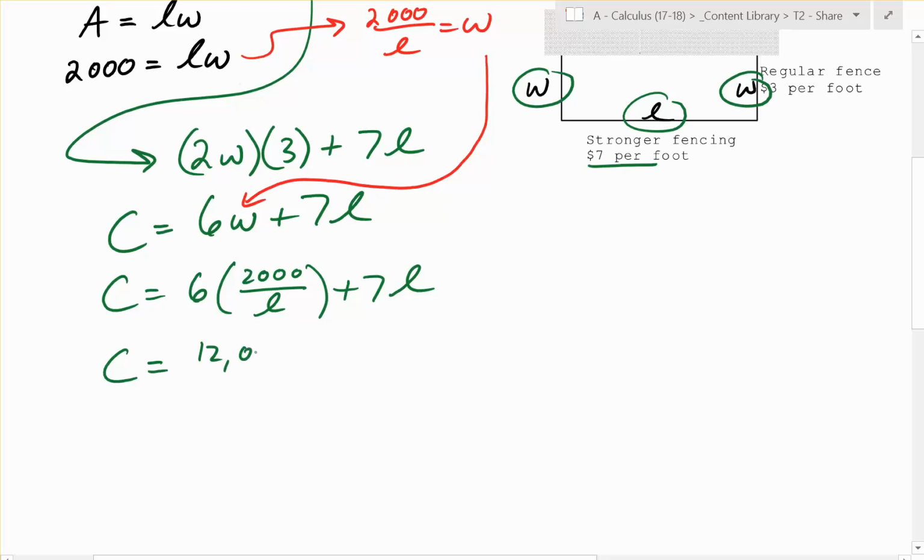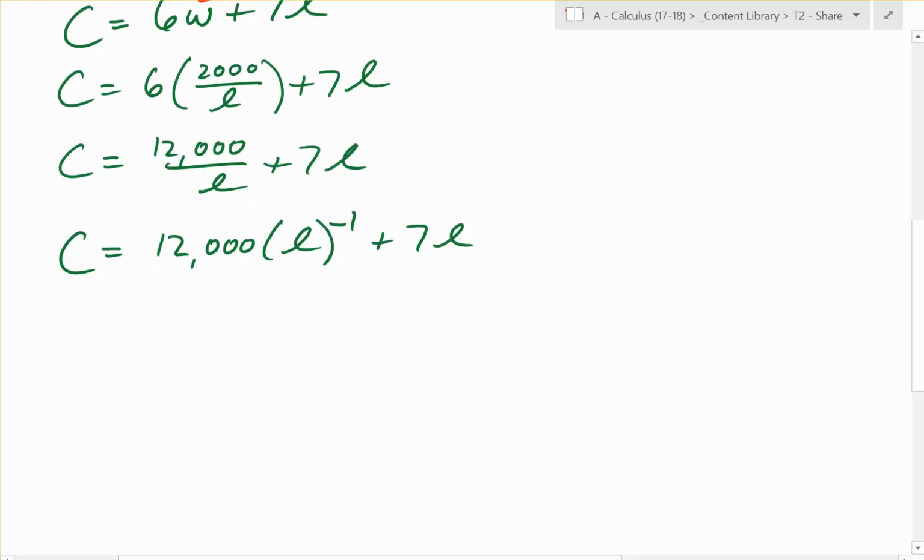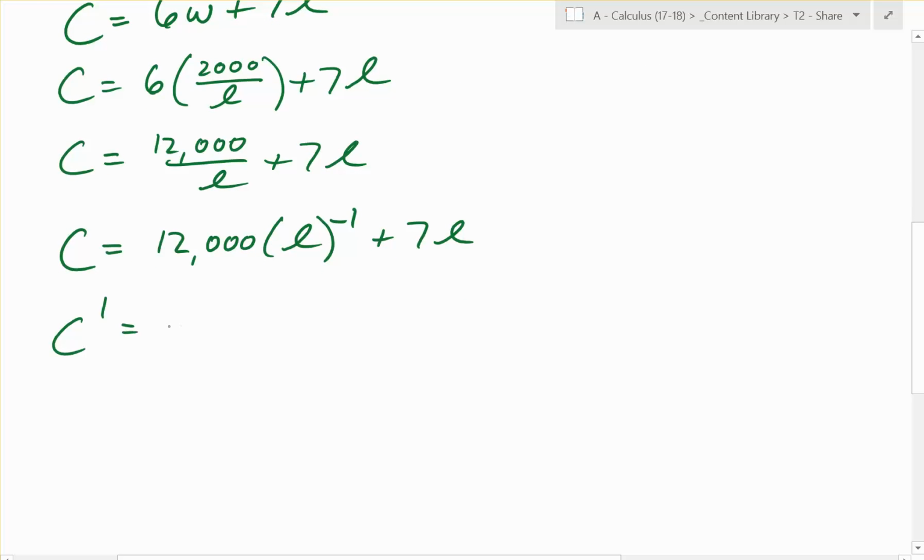Let's simplify it a little bit. So we have 12,000 over L plus 7L. And let's rearrange it a little bit to make it easier to take the derivative of. So it's 12,000 times L to the -1 power plus 7L. Now let's take a derivative. If we do C prime here, we end up with negative 12,000 times L to the -2 plus 7.